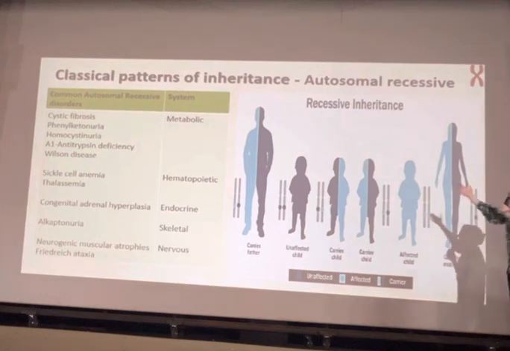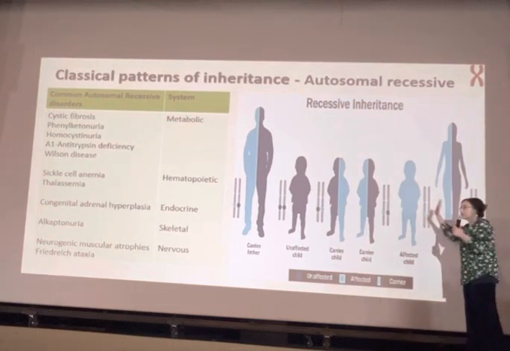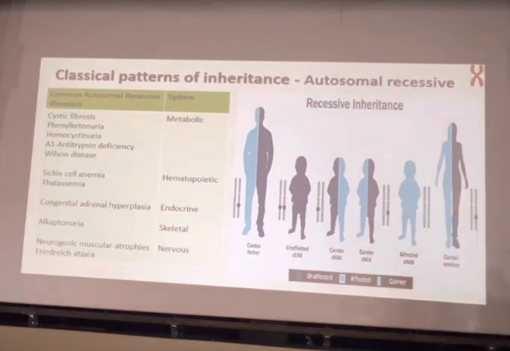If you start with two carrier parents, these are the possibilities of their children. If you start with two carrier parents, these are the possibilities of their children. Of course, these possibilities change if you have the parents being different, both of them affected, none of them affected, one carrier, one affected, and so on.